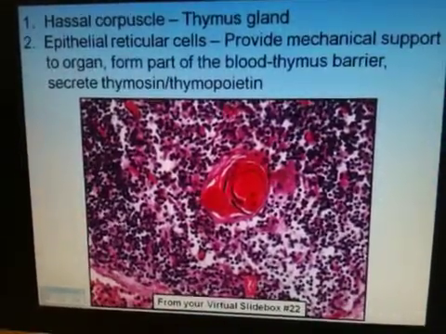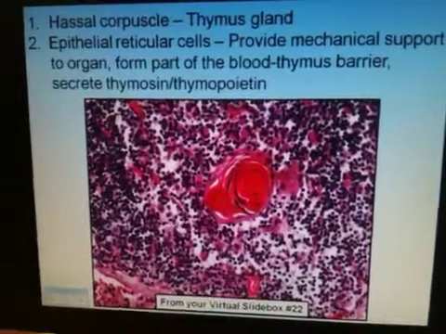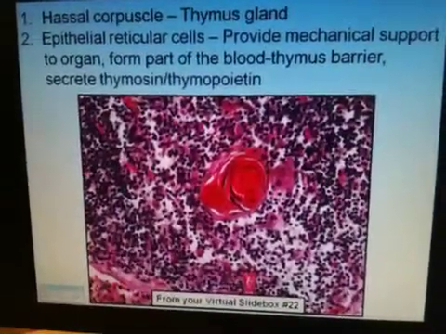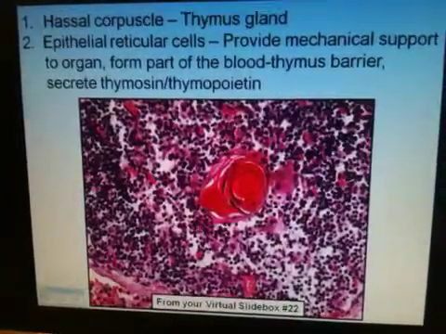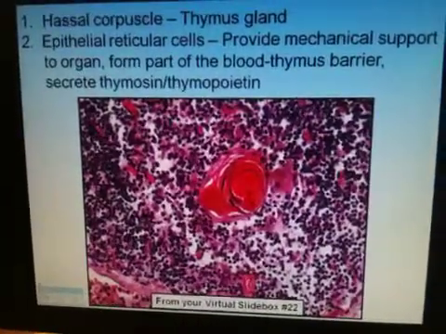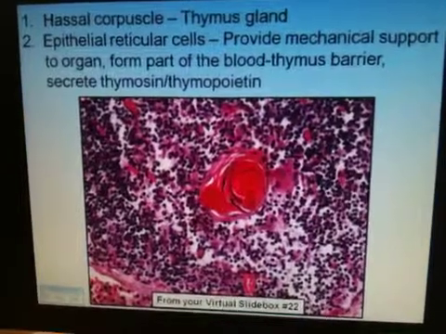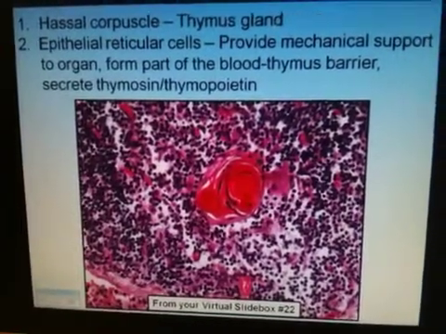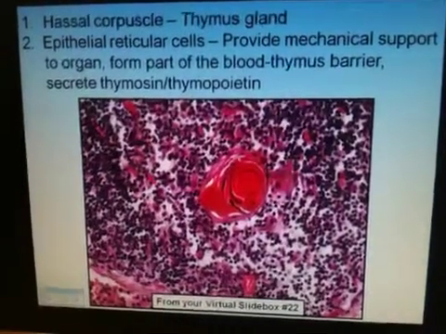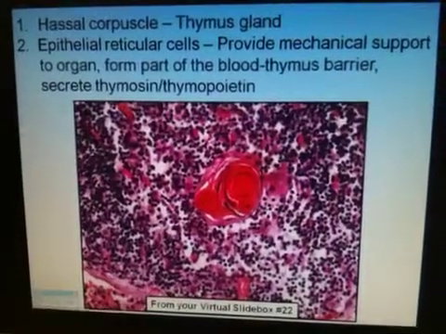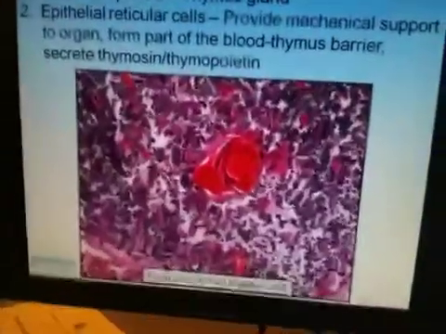Number 2, those are epithelial reticular cells, and there's a number of functions. The main one is to provide mechanical support to the organ. It also forms part of the blood-thymus barrier, and it secretes thymosin and thymopoietin. These epithelial reticular cells also produce the Hassall's corpuscles.